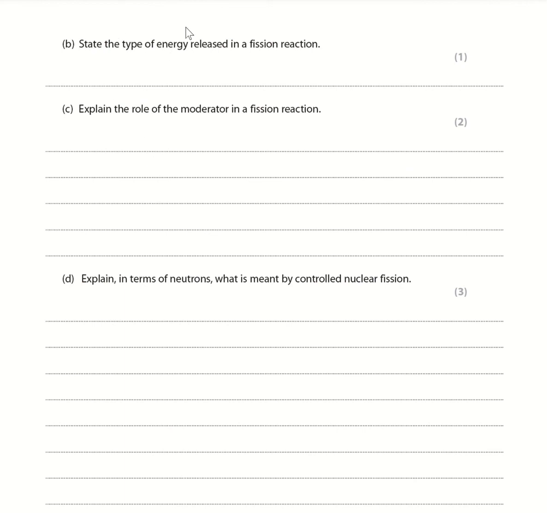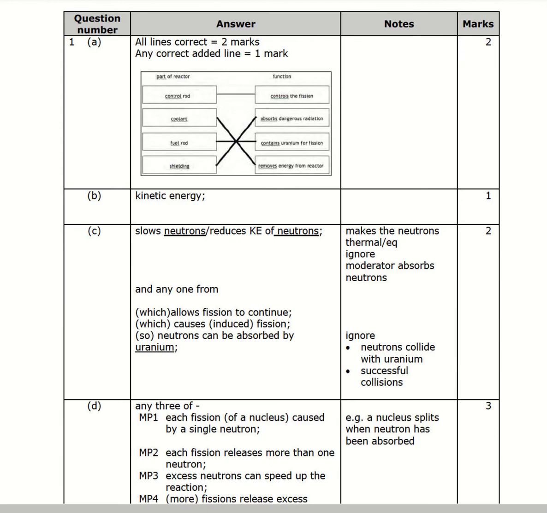State the type of energy released in a fission reaction. It is kinetic energy. When the molecules and the particles move really fast, so they have a lot of kinetic energy stored in them.